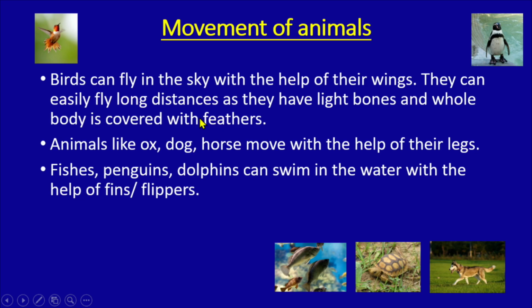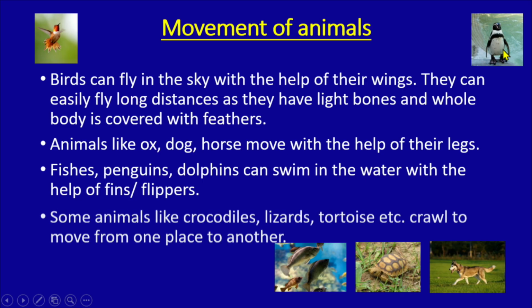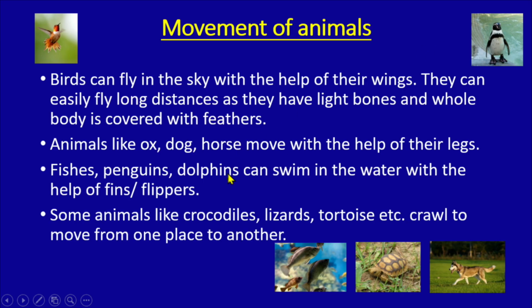Next, coming to fishes, penguins and dolphins, how can they move? So, they swim in the water with the help of fins. Fishes and dolphins have fins and penguins have flippers to swim in the water. Some animals crawl on the ground. How do they crawl? You can see here a tortoise, it crawls on the ground. Generally, we see lizards in our home. So, lizards crawl on the wall. Okay, children, we have observed the movement of animals and birds.